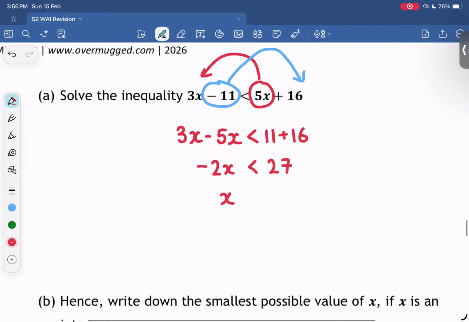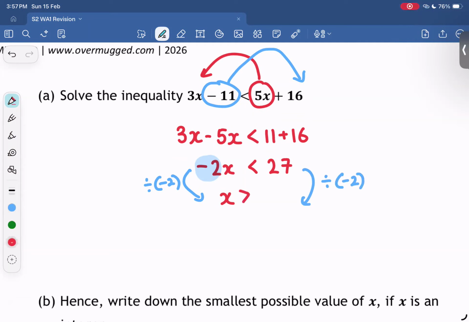So for x, this time you take a look. I've got a negative 2 over here, an annoying negative 2. So what I'm going to do is divide by negative 2 to get rid of the negative 2. Since I'm dividing by negative 2, what's going to happen to the sign, guys? It will flip. So x will be more than negative 13.5, when you type into your calculator. All right, so that is the answer for part A.